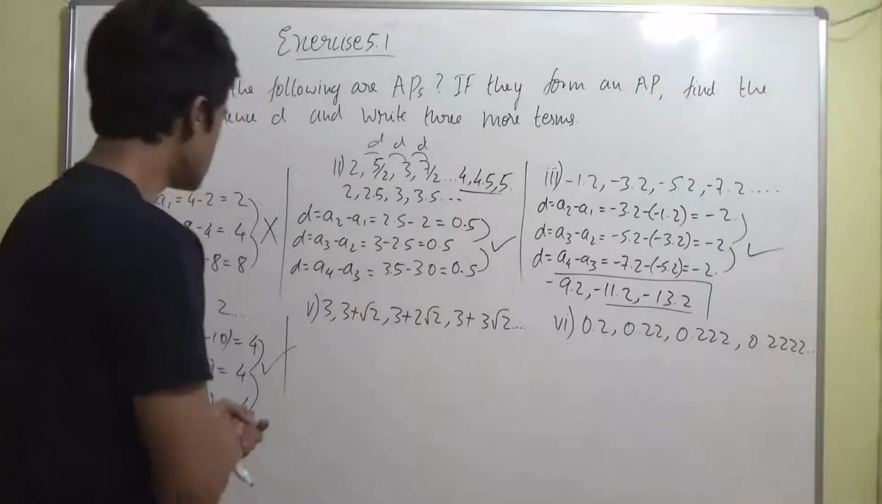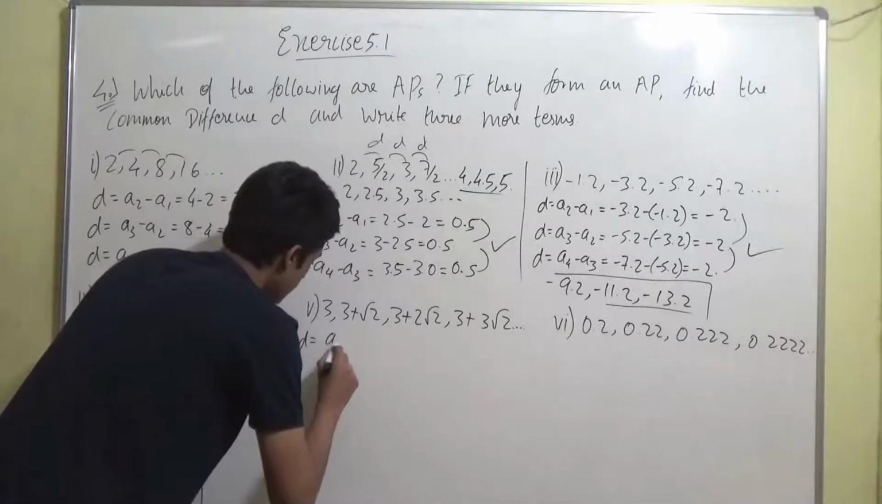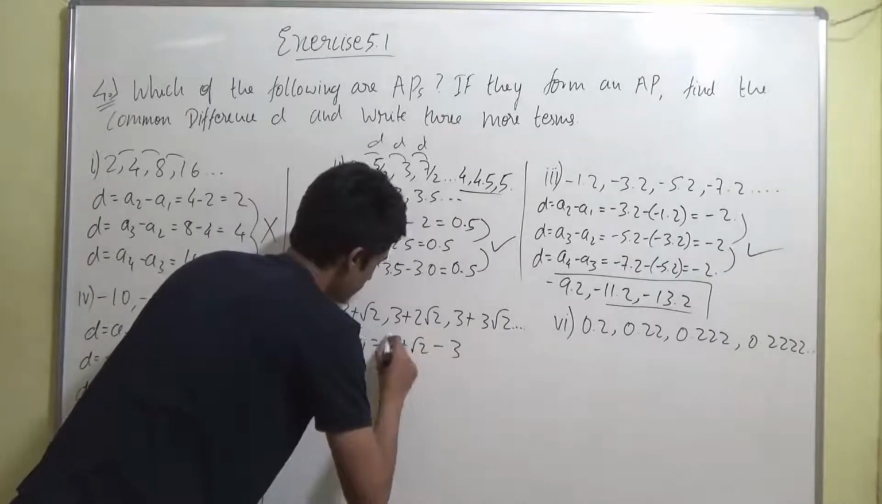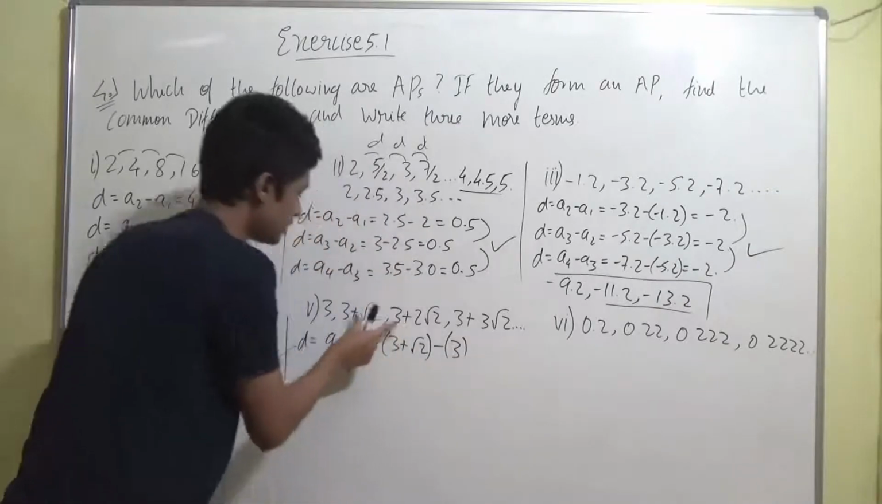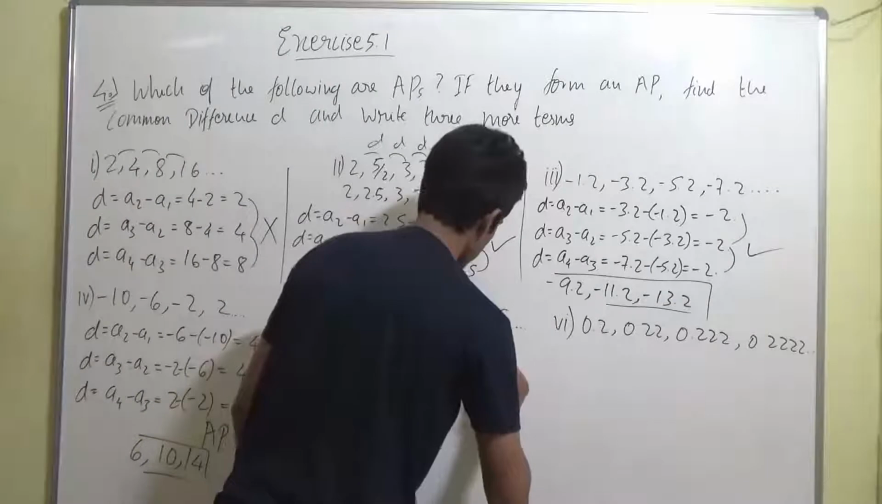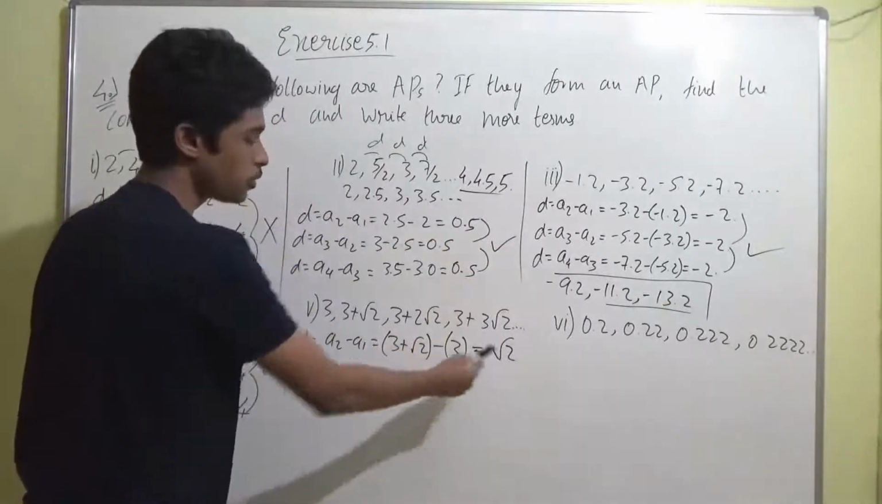Getting it, guys? So we have to find the common difference first. If you find the common difference, it's going to come a2 minus a1. In this case, it's going to be 3 plus root 2 minus 3. Getting it, guys? This minus this is going to give you a2 minus a1, which comes out to be equal to root 2. This 3 and this 3 will get cancelled, only root 2 will be remaining.